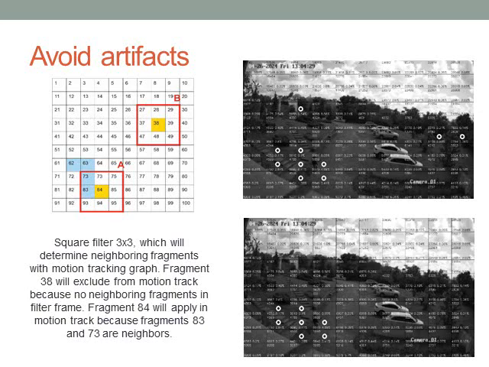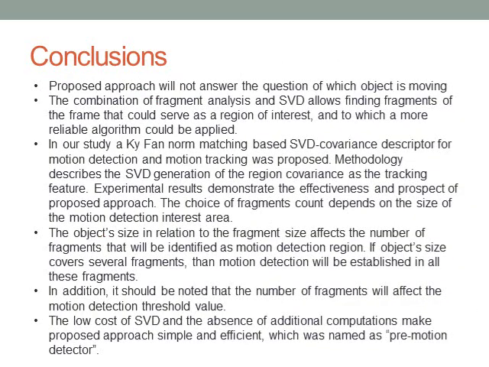It should be noted that filtering based on neighboring fragments can be applied when there is one moving object in a frame. Our approach will not answer the question of which object is moving. The combination of fragment analysis and SVD allows finding fragments of the frame that could serve as a region of interest, to which a more relevant algorithm could be applied.